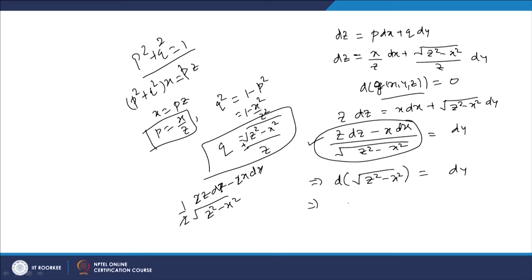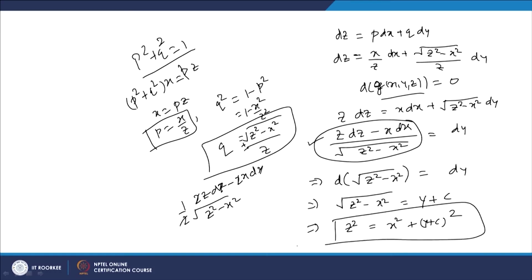When you integrate, then what you will get? It is under root z square minus x square equal to y plus some integration constant, that is c. So, we can write here z square equal to x square plus y plus c whole square. So, that is the solution. You can say that you can write down the one parameter family of common solution like this.